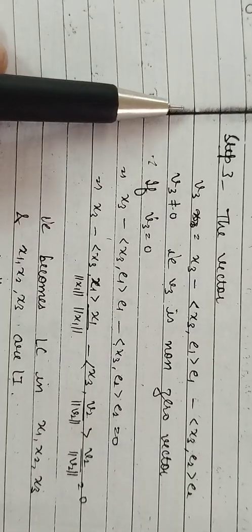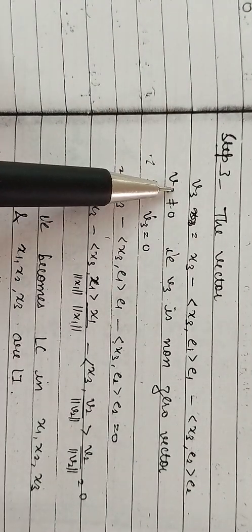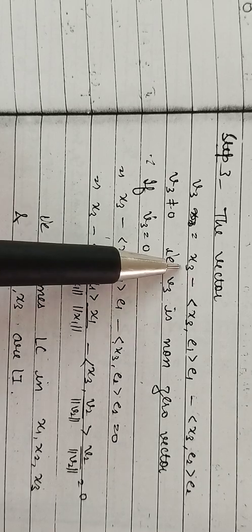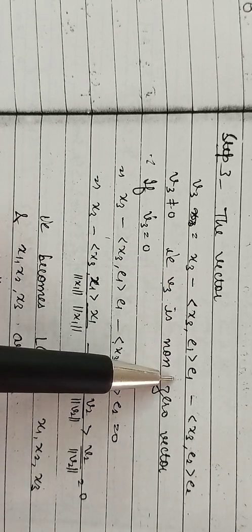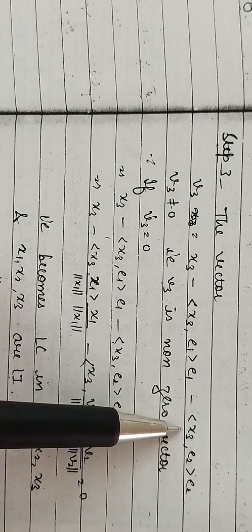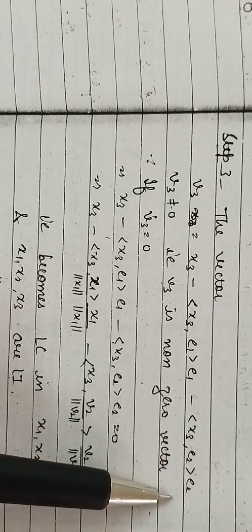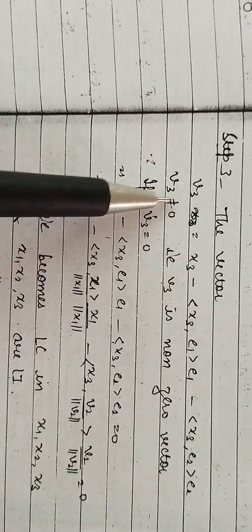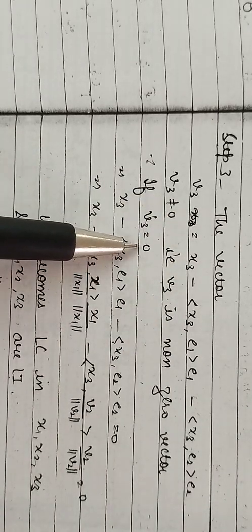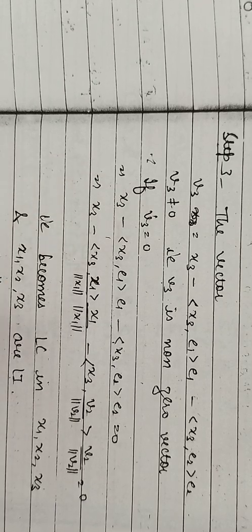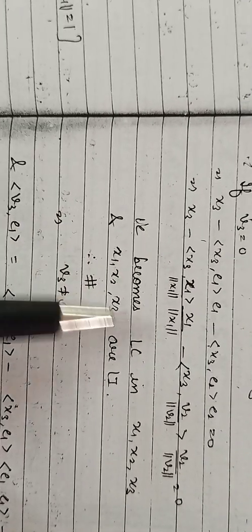Now in step 3, let us define the third vector v3, which is defined by x3 minus the inner product of x3 with e1 into e1 minus the inner product of x3 with e2 into e2. Now again this v3 is not equal to 0, because if we take v3 equal to 0, in that case we get the three vectors linearly dependent.